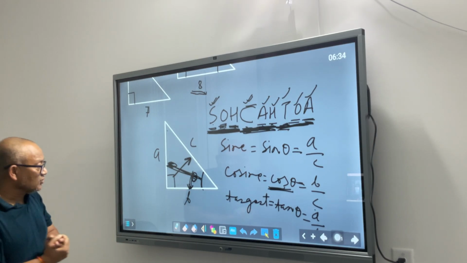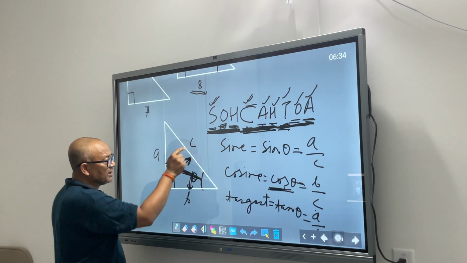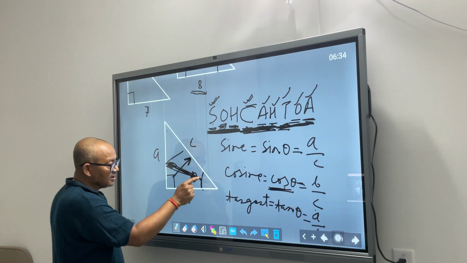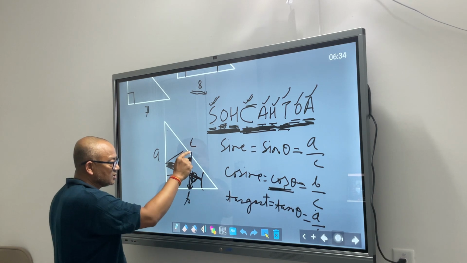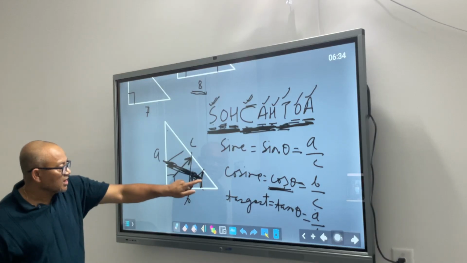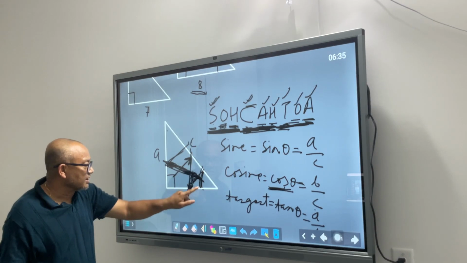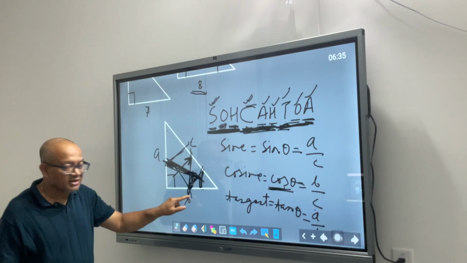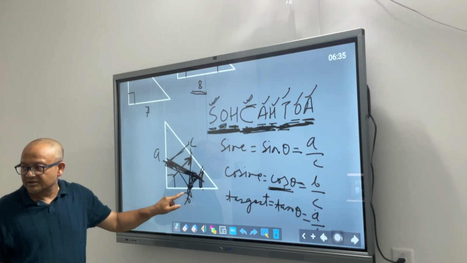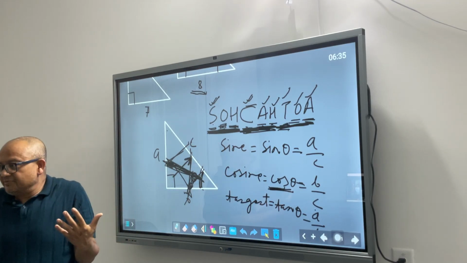That is, if you ever have an angle and somebody says, find the sine of the angle: opposite side by hypotenuse. Cos of that angle: adjacent side by hypotenuse. Tan of that angle: opposite side by adjacent side. Sine is opposite by hypotenuse, cos is adjacent by hypotenuse, tan of the angle is opposite side by adjacent side. I want this to become like ABCD.